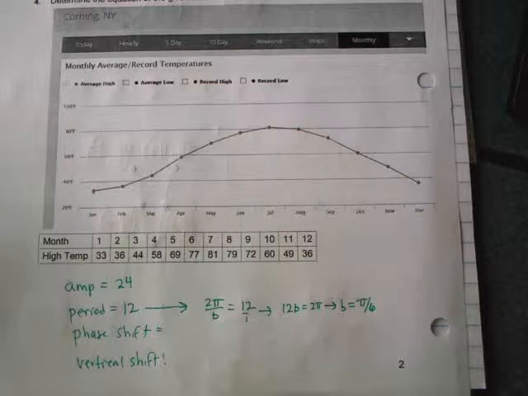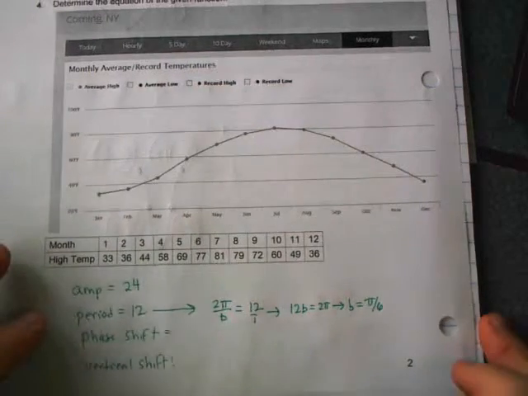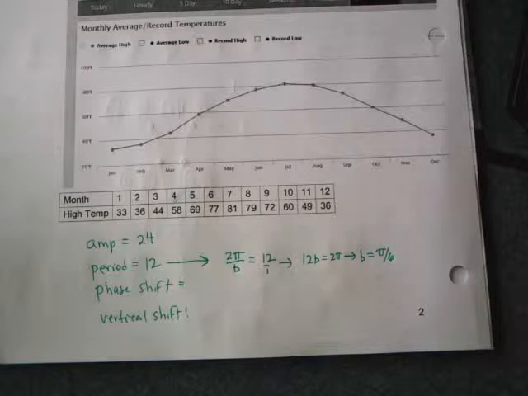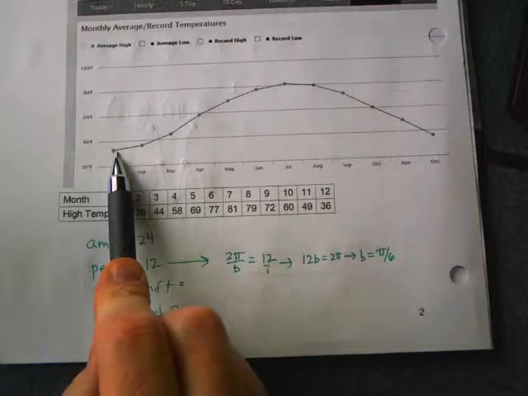Well, we're halfway there. Only 2 more things to figure out. Phase shift. The phase shift is not 33. Zero? Would not be 0. When you start a cosine graph, where does it usually start? It usually starts at 0, comma 1.